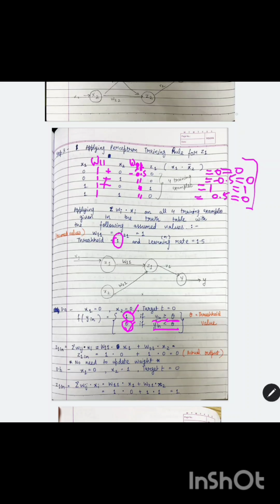Clear? Now look at the right hand side of this. These are the values 0, 0, 1, 0, and they match the target values Z1 0, 0, 1, 0, which means these new weights are correct for all the training examples. So these are acceptable weights. What are the acceptable weights? W11 as 1 and W21 as minus 0.5. All right.